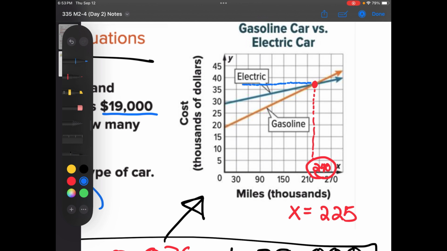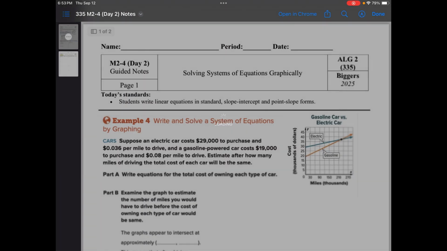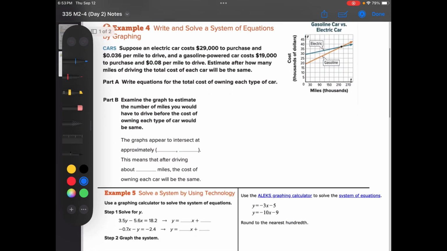If you look at the same respect for the cost, if you go straight over from that point, you are going to be in between 35 and 40,000. So I would say 37.5 thousand. Sorry, we glitched out there. They intersect approximately at that point.